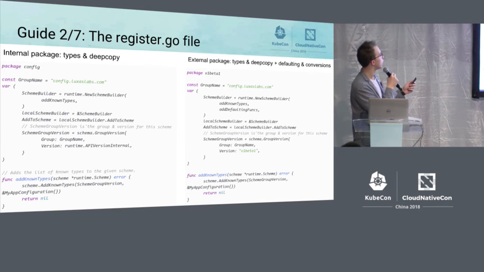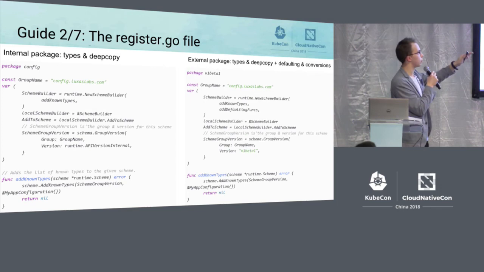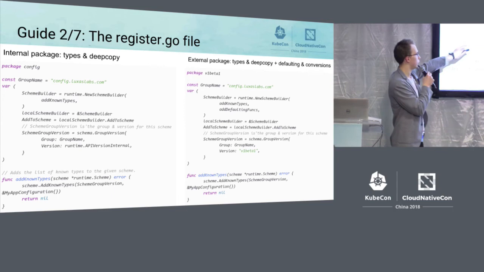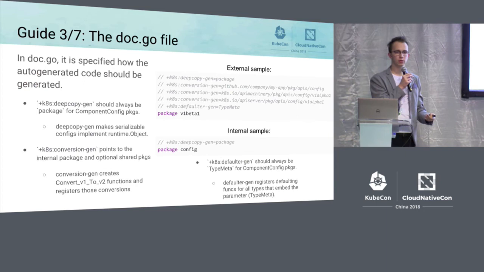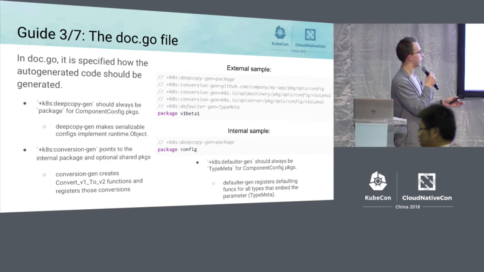Then we have a scheme which registers all these, like there, we set v1beta1. Here is the internal type, and we have conversion functions between these. Then we specify some tags for auto generation, so there will be automatically generated code here.